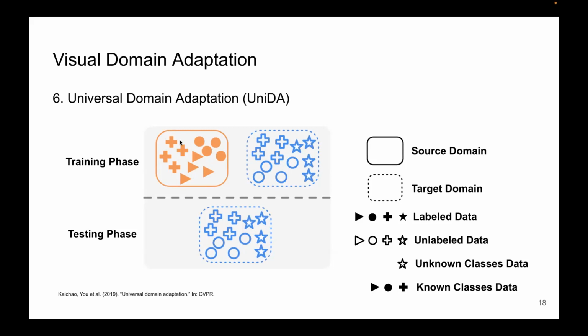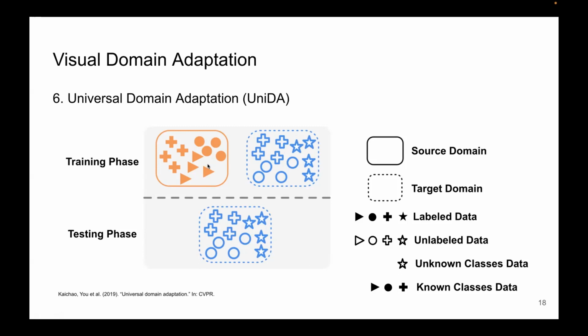And meanwhile, this source domain contains a private class, the triangle, and the target domain contains a private class, a star. During the testing phase, we mainly focus on performance on the target domain. That's why you can see we have the same definition of classes as the target domain here.